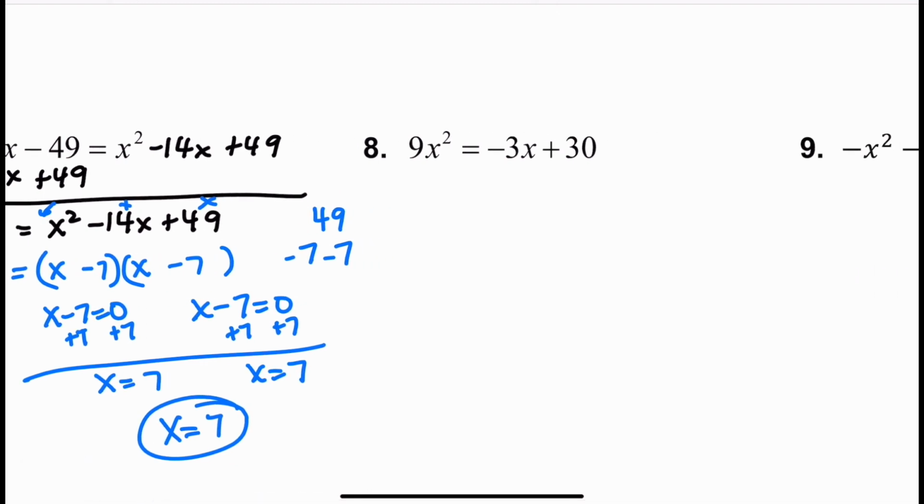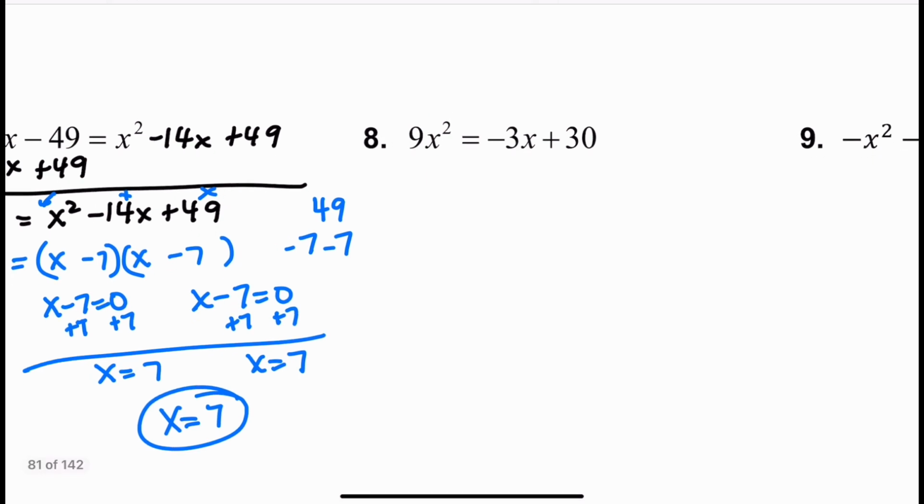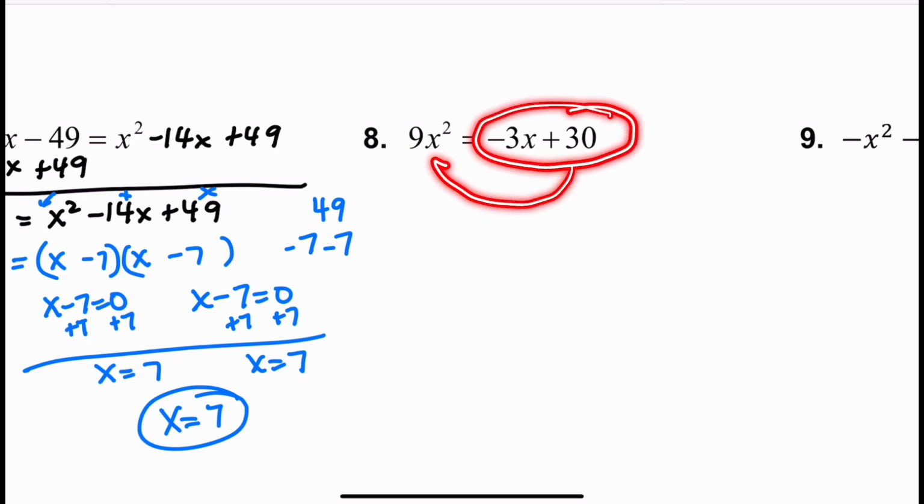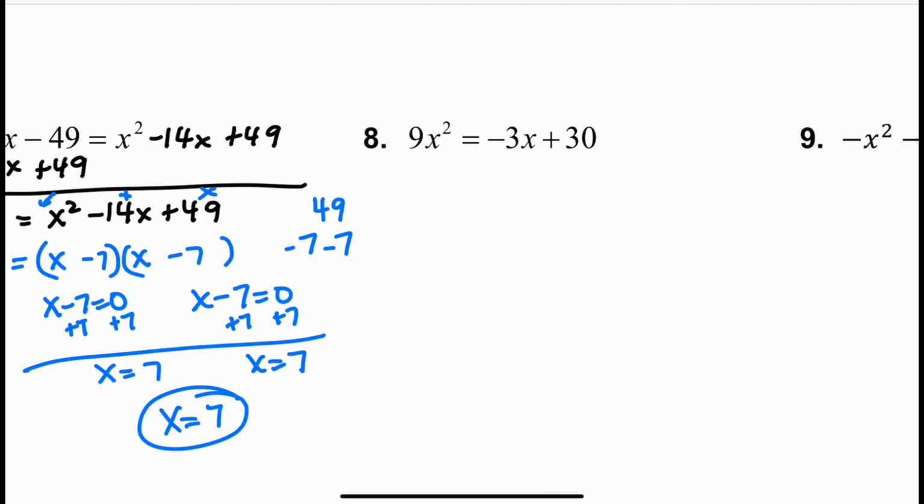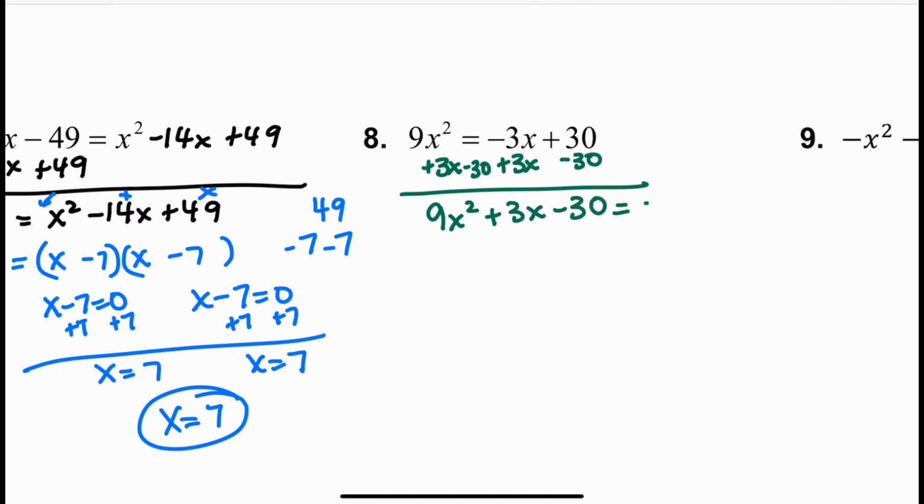Now on number 8, we want to set it equal to 0. We want to look at the 9x squared. It's positive, so we want to leave it on that side. So what we're going to do is take this stuff over here and bring it to the other side to be with that positive 9x squared. So we're going to add 3x to both sides and minus 30 from both sides. We have 9x squared plus 3x minus 30 equals 0.